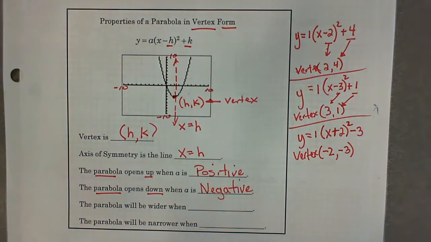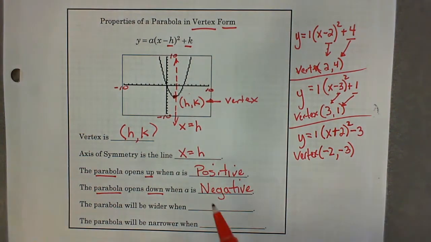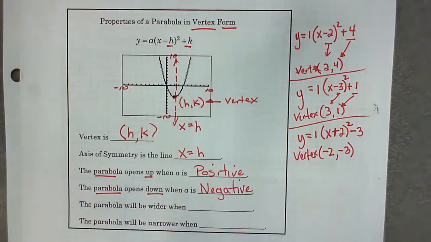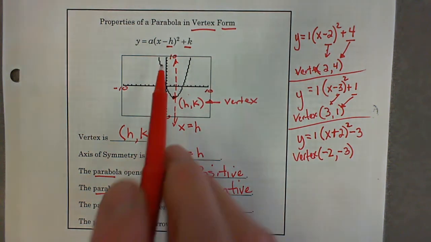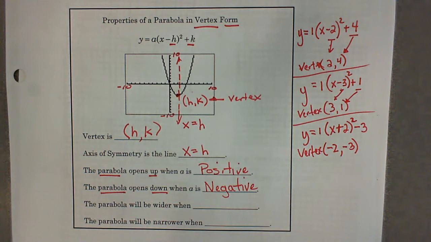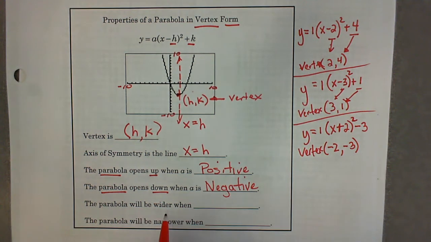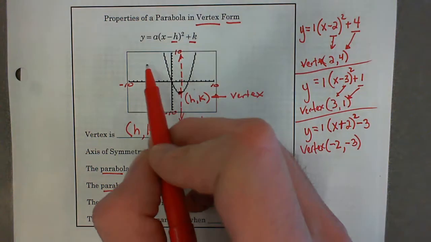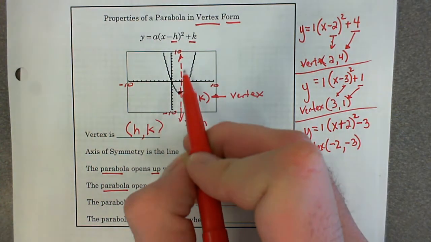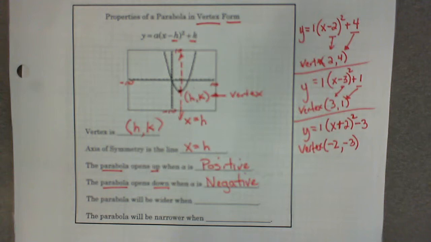Okay. So now we know where our vertex is from our equation. We know our axis of symmetry. And we know whether this opens up or down. In the next video, we're going to look at whether it is wider or narrower. Because sometimes the parabola will open up a little wider. Sometimes it'll be a little narrower. So we'll explore that in the next video.